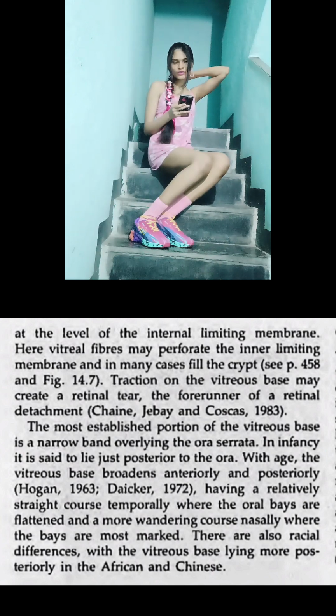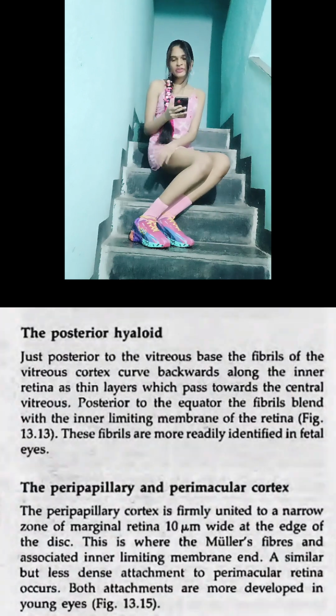So, what they are saying here, with aging, what happens? In infancy, it is said to lie just posterior to the ora, and it is a narrow band of attachment, and with age, it broadens anteriorly and posteriorly. And there are racial differences for the vitreous base attachment, and it lies more posteriorly in the Chinese and African people. The posterior hyaloid is posterior to the vitreous base.